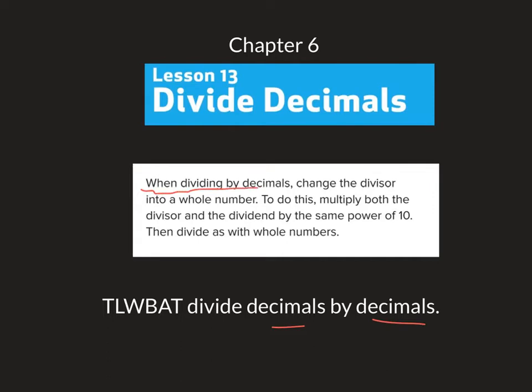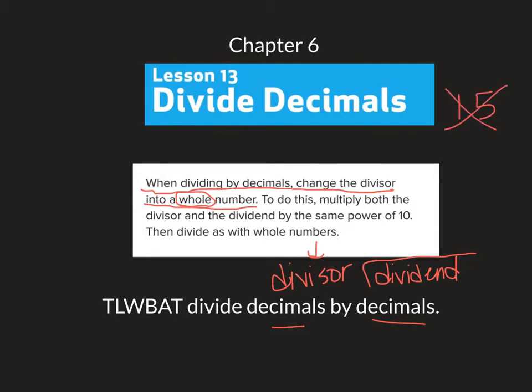When dividing by decimals, change the divisor into a whole number. So I'm going to give you this clue. The dividend is on the inside, and the divisor is on the outside. So we need to change the outside number, the divisor, so that it is a whole number. 1 and 5/10 is not whole, but the numbers you count by, 1, 2, 3, 4, 5, 6, 7, 8, 9, 10, 11, 12, 13, 14, 15, 16, 17, 18, 19, 20, those are whole numbers.